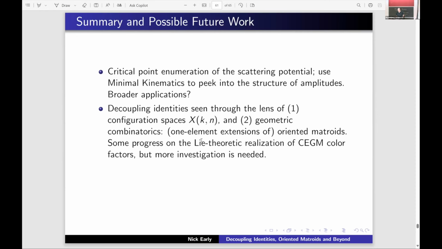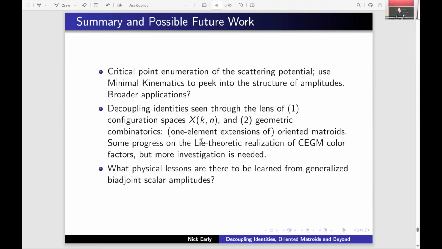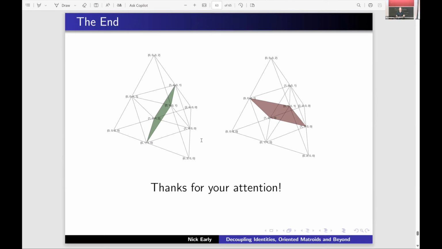Some progress on the Lie theoretic realization of color factors. More investigation is needed. It seems to be very interesting as well. And finally, the most important question from my point of view: what, if any, physical lessons are there to be learned from these new objects? Thanks a lot.